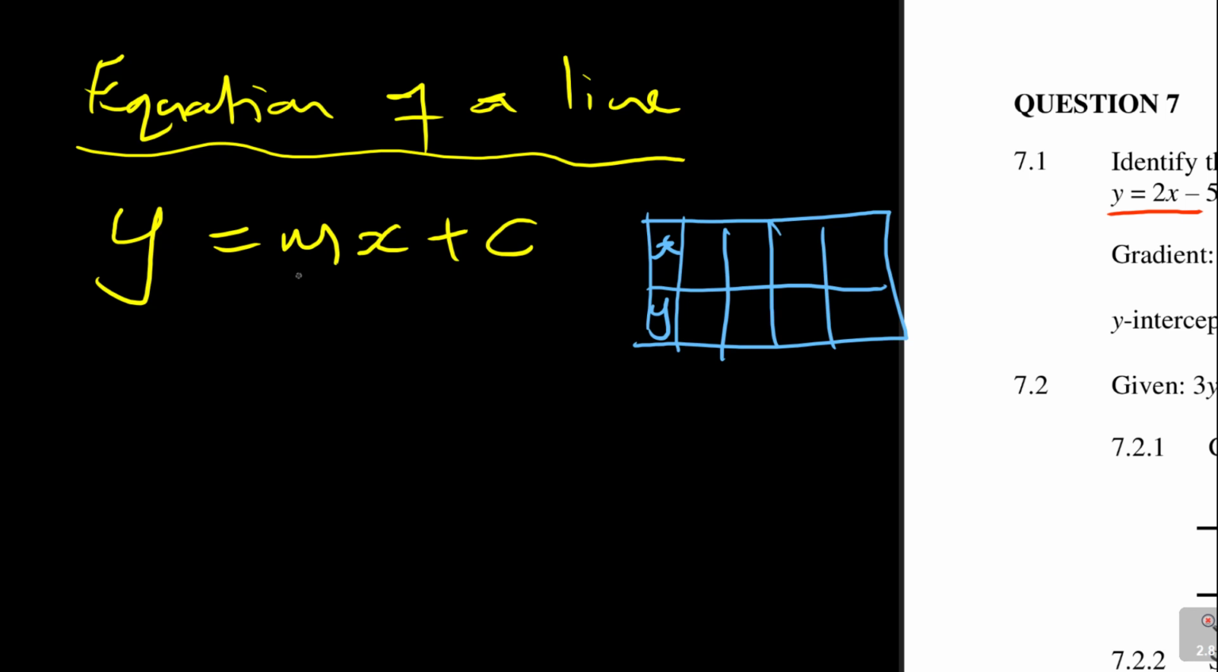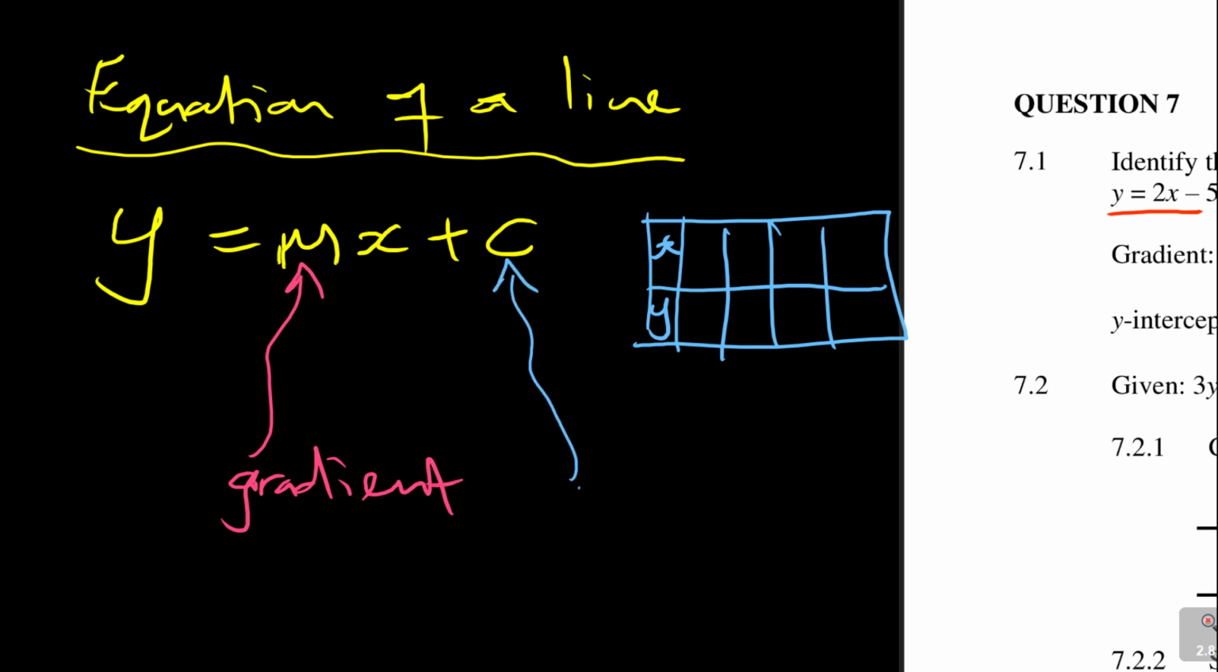They change, but there is something that does not change. What is not changing is this m. What is this m? This m here is the gradient. It's represented by the letter m. And then what about the c? This c here is the y-intercept.